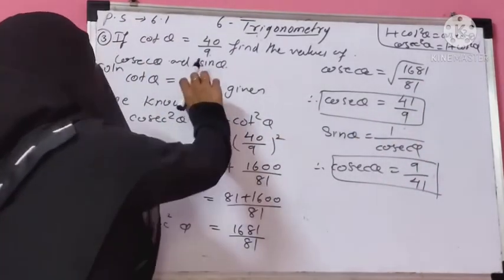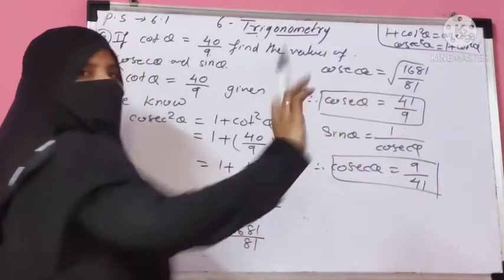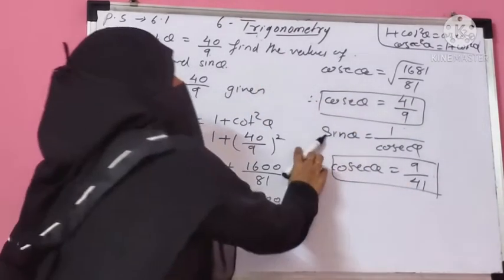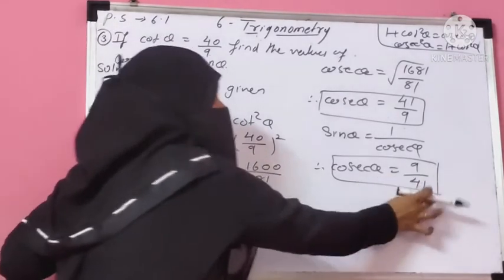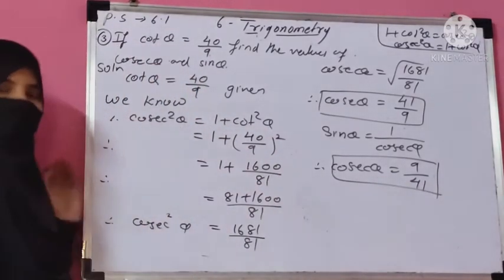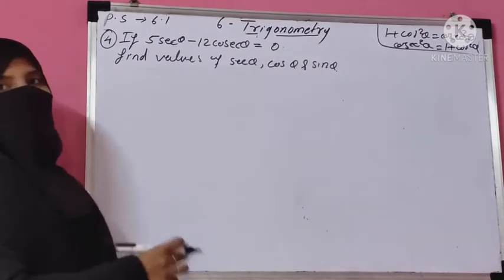Now you have to find sin theta. Sin and cosec are in inverse relation. Sin theta is equal to 1 upon cosec theta. So therefore sin theta is equal to 9 upon 41. Got it? Now move to the next question, that is question number 4.